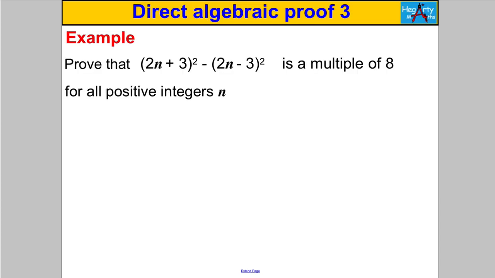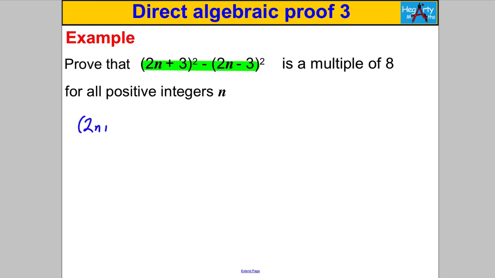Prove that (2n + 3) all squared, subtract (2n - 3) all squared, is a multiple of 8 for all positive integers of n. All we need to do is take this expression, expand it, and see if we can make it look like 8 times a positive whole number. So let's give that a go.